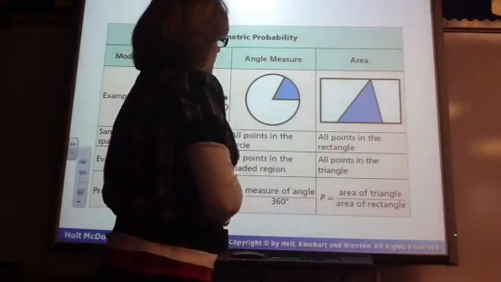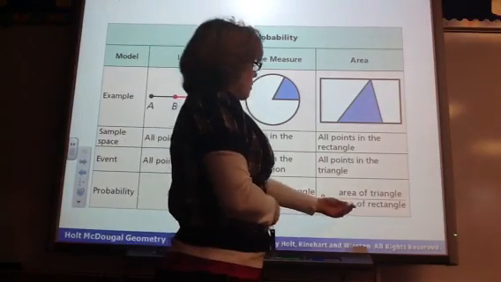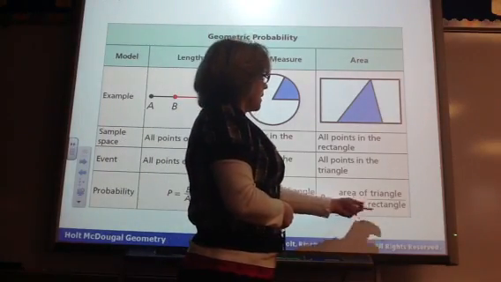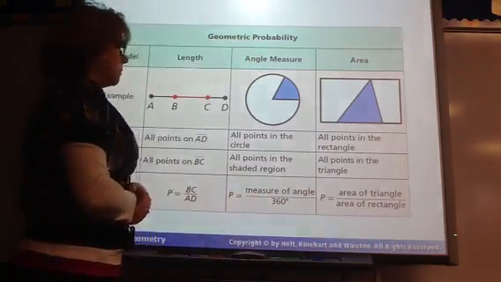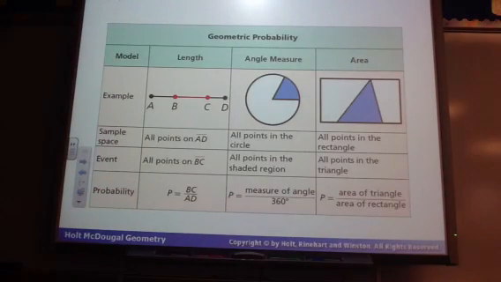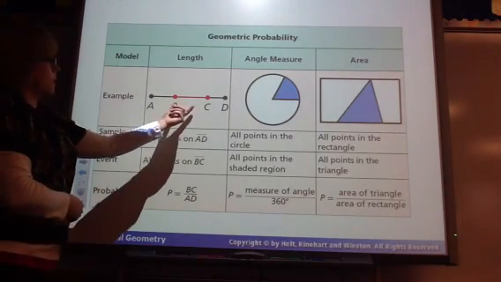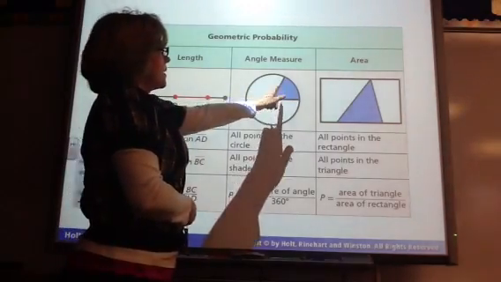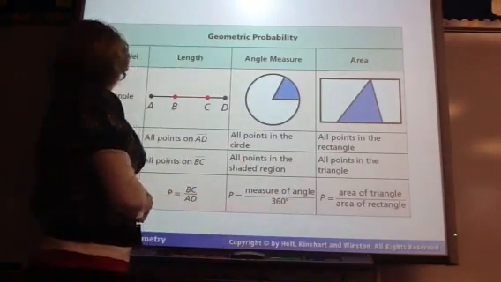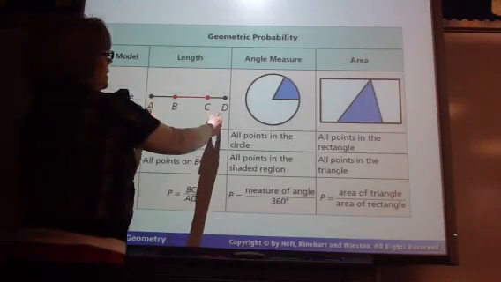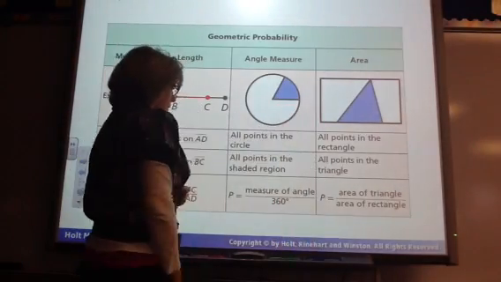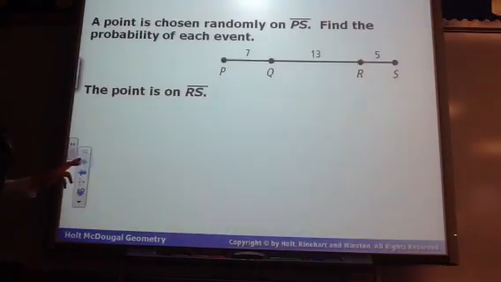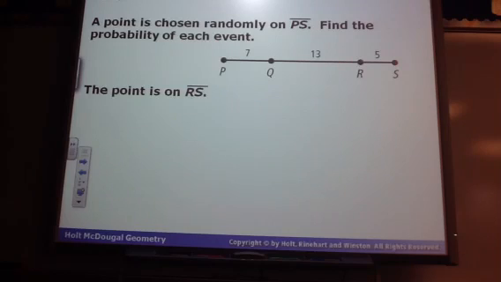And then area, you'd have to find the area of the total sample space, the rectangle, and then the area of the triangle. So your events would be the segment BC, the sector, and the triangle. And your sample space would be AD, the circle, and the rectangle. Okay, so let's apply this.